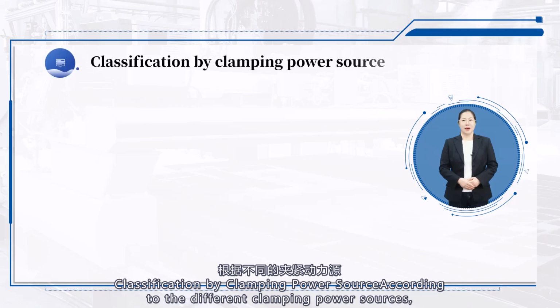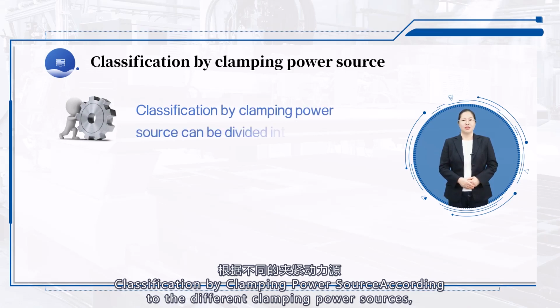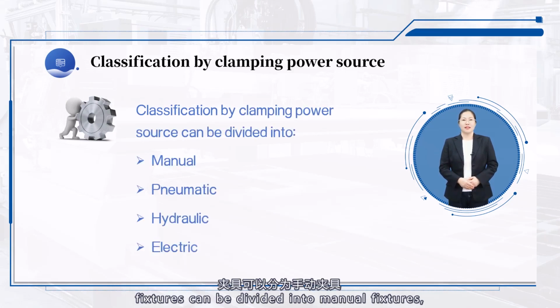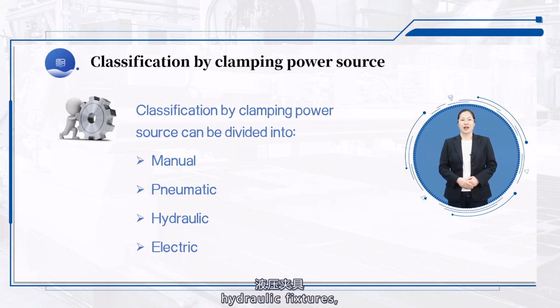Classification by clamping power source. According to the different clamping power sources, fixtures can be divided into manual fixtures, pneumatic fixtures, hydraulic fixtures, pneumatic-hydraulic combined fixtures, electric fixtures, magnetic fixtures, and vacuum fixtures, among others.